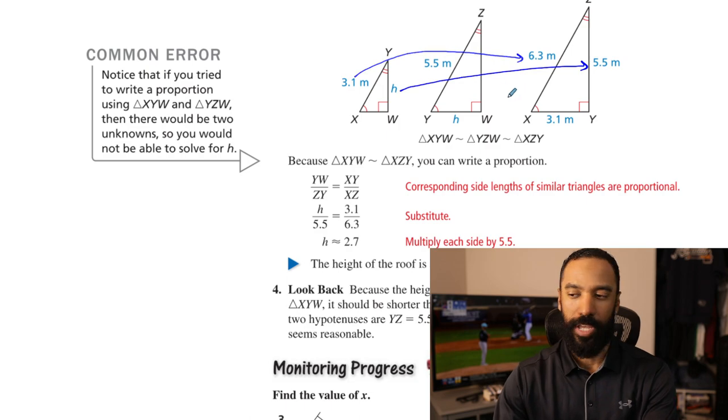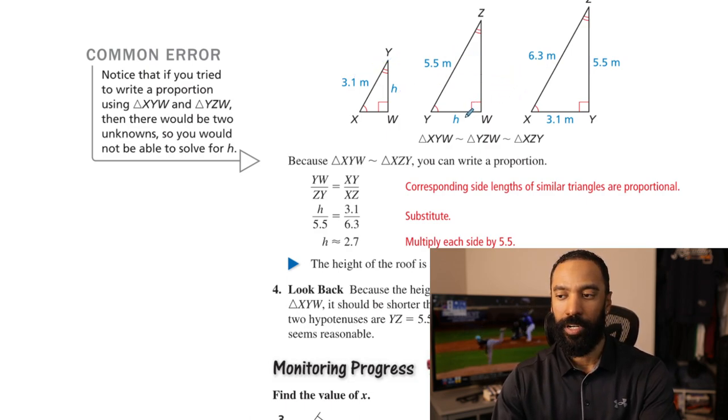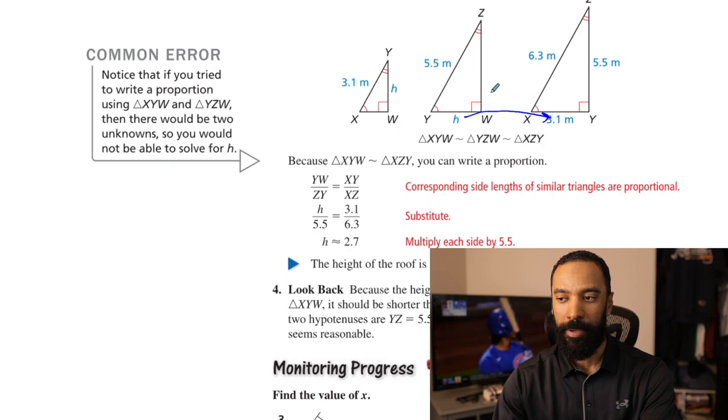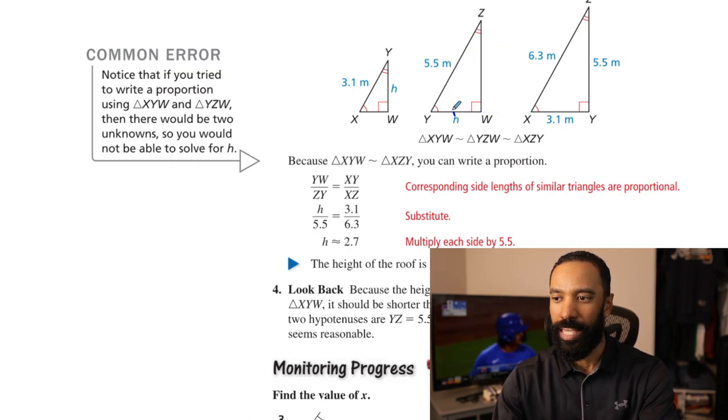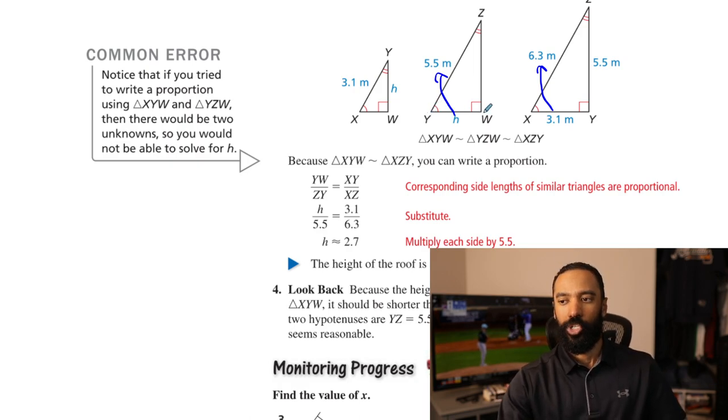Now, they could have also done it this way, and I'd be none the wiser. Short leg of the medium triangle, short leg of the big triangle, hypotenuse of the medium triangle, hypotenuse of the big triangle. Oh, hold on. They didn't write it that way, though. They could have done it this way. Short leg of the medium, hypotenuse of the medium. Short leg of the big, hypotenuse of the big, and it still divides.